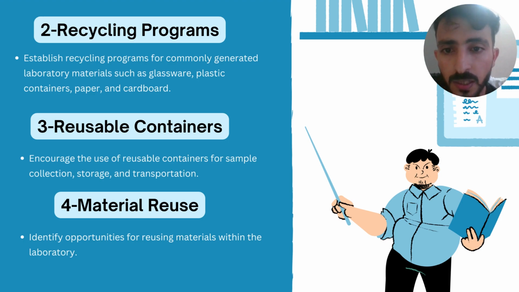The third one, reusable containers. Encourage the use of reusable containers for simple collection, storage, and transportation. Replace single use plastic bags or containers with alternatives such as glass bottles, stainless steel containers, or plastic containers.